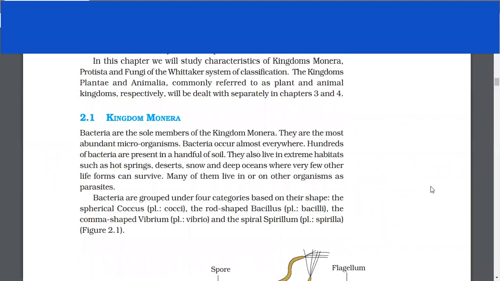Bacteria are the sole members of the kingdom Monera. They are the most abundant microorganisms. Bacteria occur almost everywhere. Hundreds of bacteria are present in a handful of soil. They also live in extreme habitats such as hot springs, deserts, snow, and deep oceans where very few other life forms can exist. Many of them live in or on other organisms as parasites.